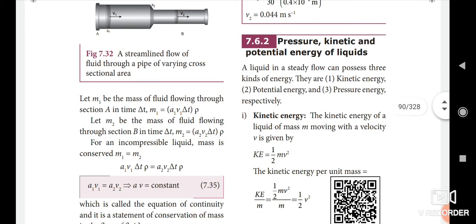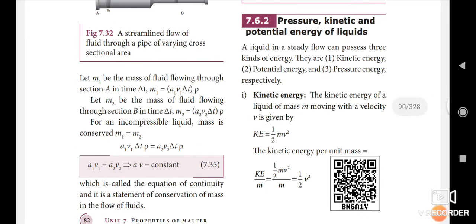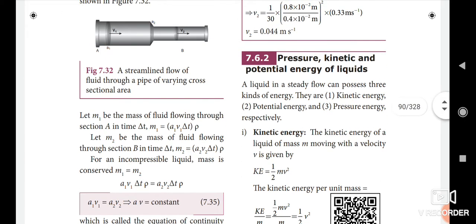Okay, then next we have to find, let M1 be the mass of the fluid flowing through the cross-sectional area A, through the section A in time t. That means the mass of the liquid entering that region A will be taken as M1, in a time del t.